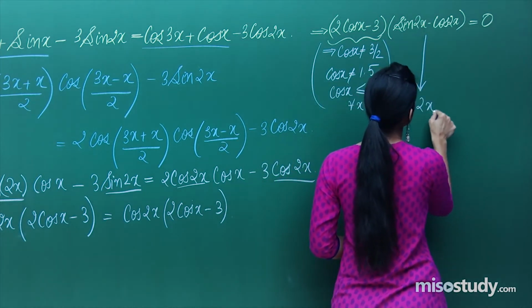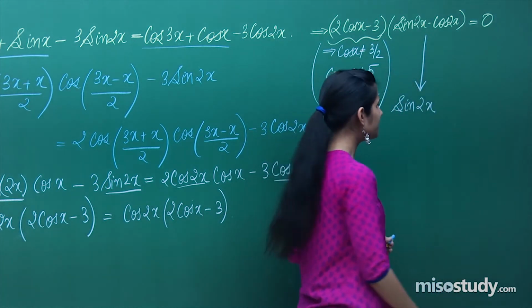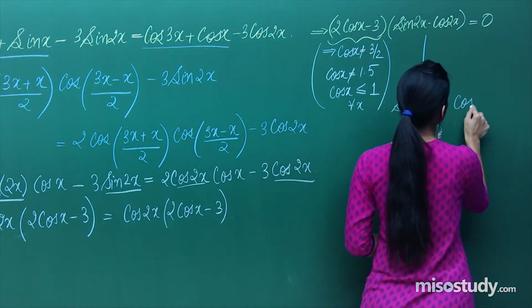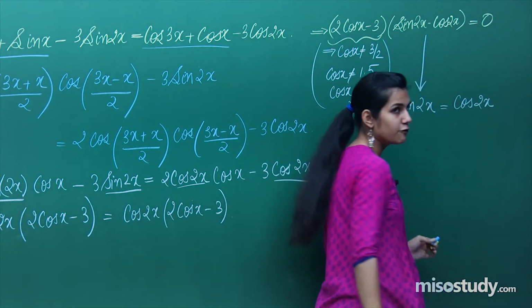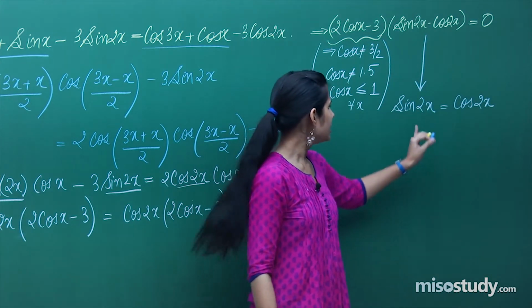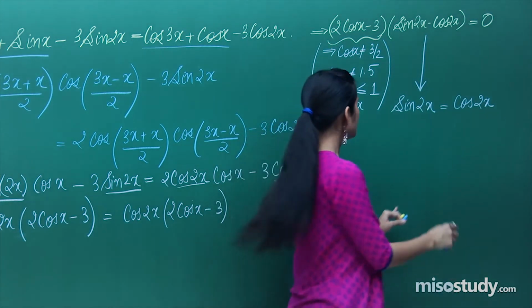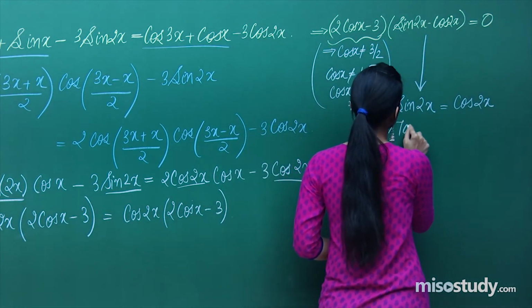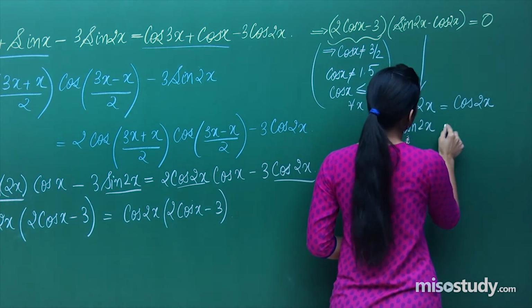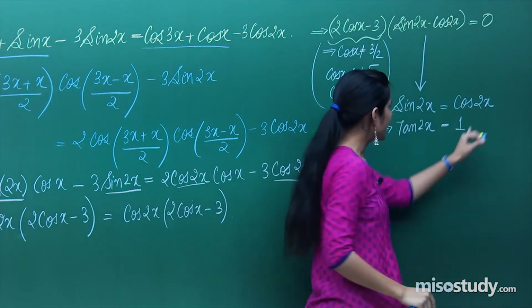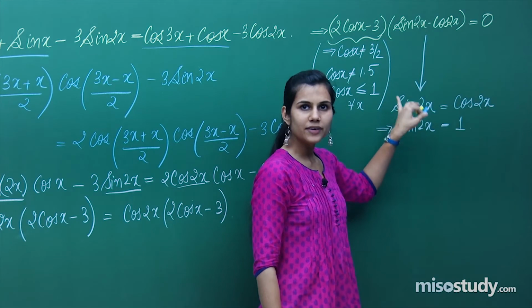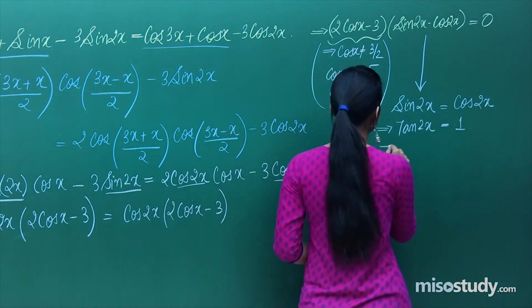So, sine 2x minus cos 2x has to be 0. That means sine 2x should be equal to cos 2x. I have to find those x's for which sine 2x equals cos 2x. This means I have to find those x's for which tan 2x is 1. I can bring cos 2x in the denominator. I have tan 2x equals 1.